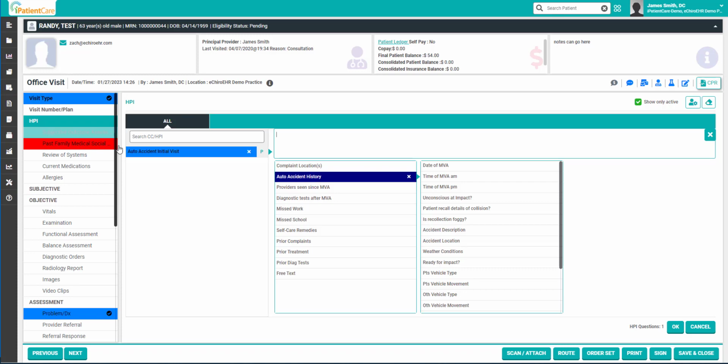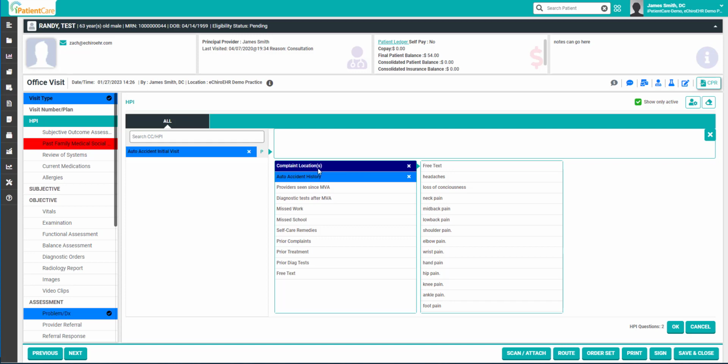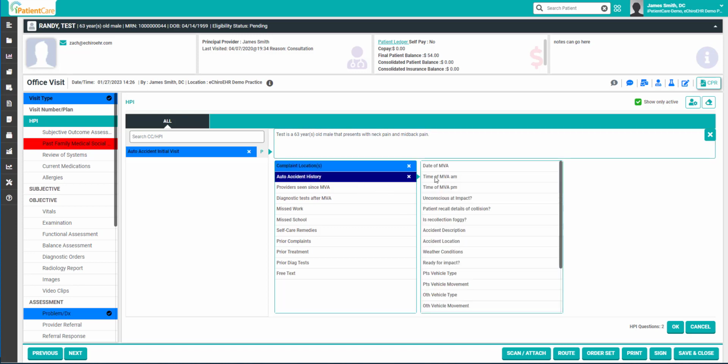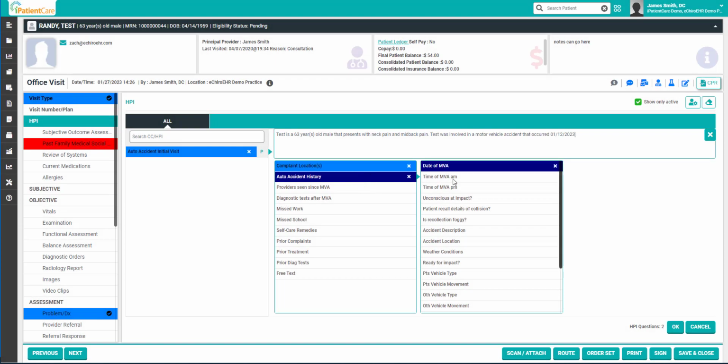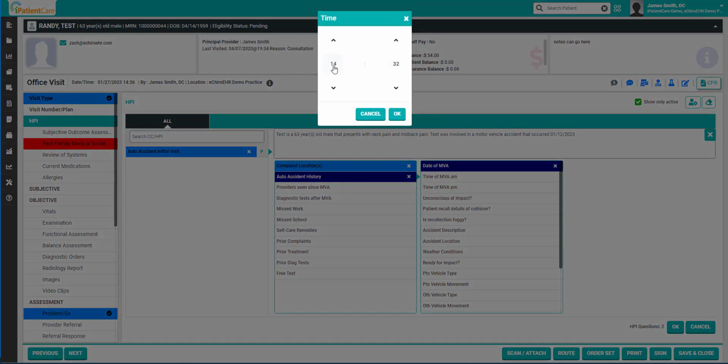Now, as we work through this in the history of present illness, as an example, you can see that we recommend, beginning at the top, that complaint location. Where is the patient having difficulty? Auto accident history, having that completed and simply moving from left to right. So date of the motor vehicle accident, selecting the date on the calendar, the time of the motor vehicle accident, and you can select the time.